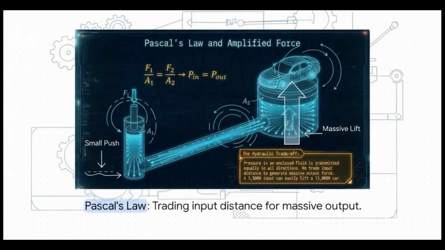Okay, now let's see how enclosed fluids transmit all this pressure. The crucial point of Pascal's law is what I like to call the hydraulic trade-off. Pressure in an enclosed fluid is transmitted equally in every single direction. Since pressure is just force divided by area, if we increase the area, the force has to increase proportionally to keep that pressure constant. It's an amazing loophole. It allows us to trade input distance for massive output force. By pushing down on a narrow piston with a mere 1,500 Newton push, that pressure seamlessly distributes to effortlessly lift a massive 13,000 Newton car on the wider piston. It's like magic, but it's just physics.